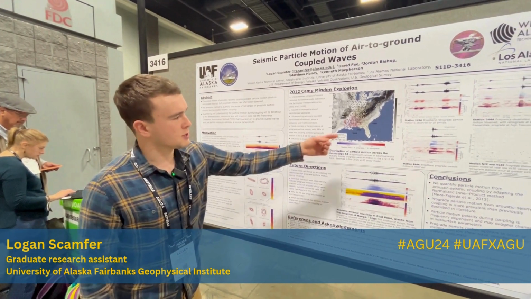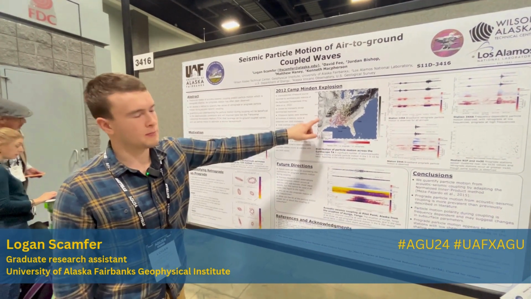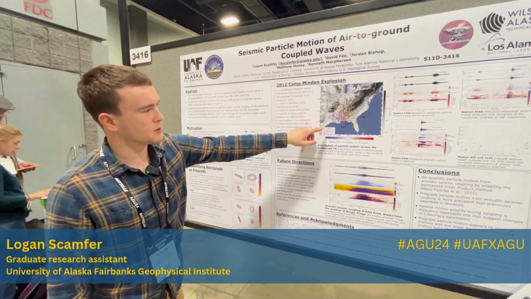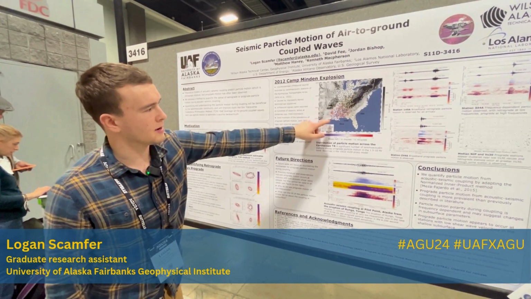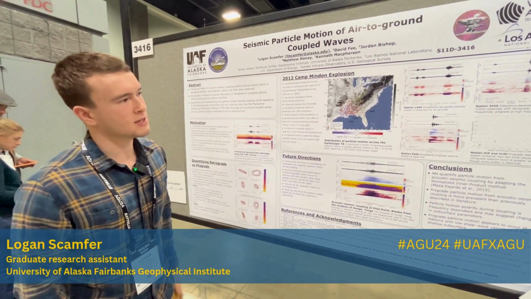We also saw this relationship with the VS30, which is the base map of this figure, and prograde motion. So you can see this Mississippi embayment has lots of prograde motion at these low shear wave velocities.